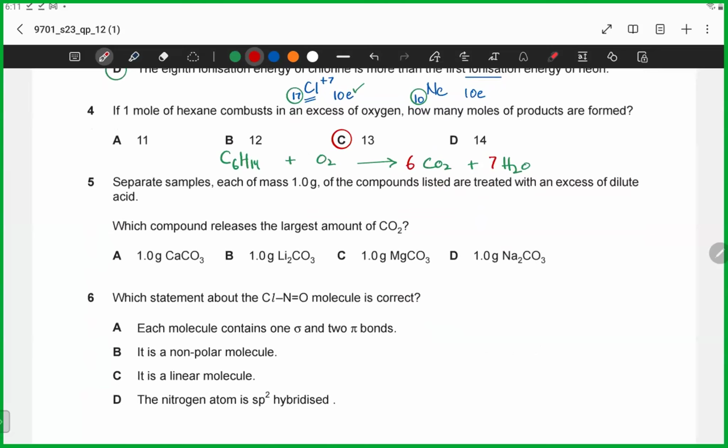1 gram of the compounds listed are treated with an excess of dilute acid. So what happens? Which compound releases the largest amount of CO2? As a first thing, it's clear. I don't think you have to really solve the moles question because ratio wise, all of them are going to release the same amount of CO2, right?